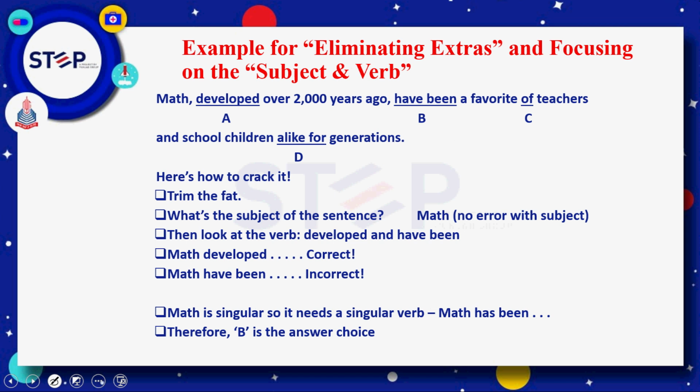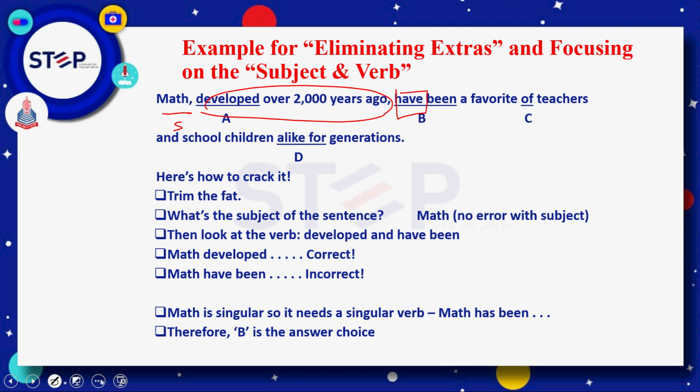For example, this is a sentence about maths. So over here, maths is the subject, developed over 2000 years ago. All of this section is explaining the subject, and then maths have been a favorite of teachers. So over here, this have is wrong because maths over here is a singular subject. Maths has been a favorite of teachers and school children alike for generations.